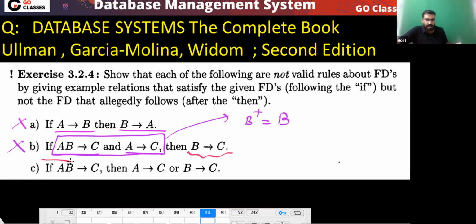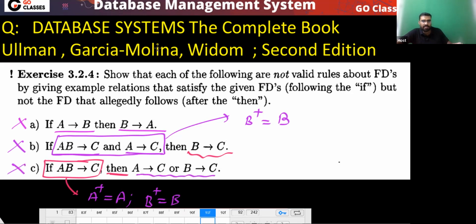Okay, so tell me, in this, what do you need to find? In this, what can you say? Can you say A determines C? In this, if you find A plus, that will be A. In this, if you find B plus, that will be B. So we cannot say this or this. Is this clear?